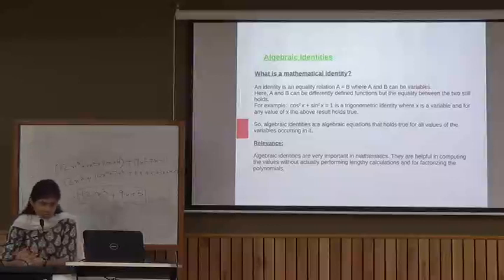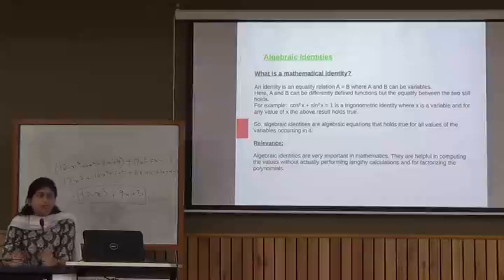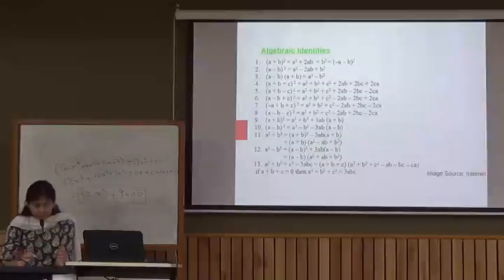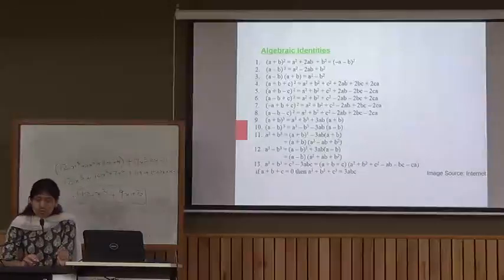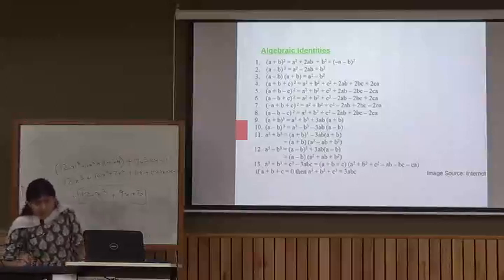Now, what is the relevance of mathematical identities? Identities are very important in mathematics. They are helpful in computing the values without actually performing lengthy calculations and for factorizing the polynomials. It quickens our process of finding the result. Now, this slide here gives a small summary of all the identities which we need to study in this chapter, such as (a plus b) whole square, (a minus b) whole square, (a minus b) into (a plus b), and so on and so forth. The derivation of these properties or identities is easy.